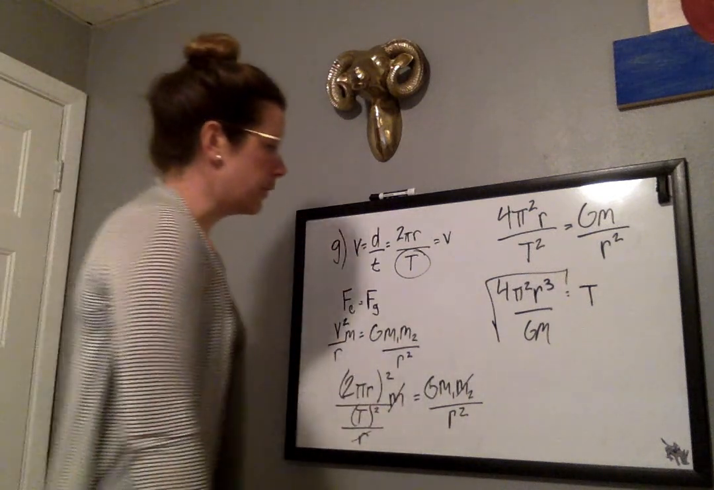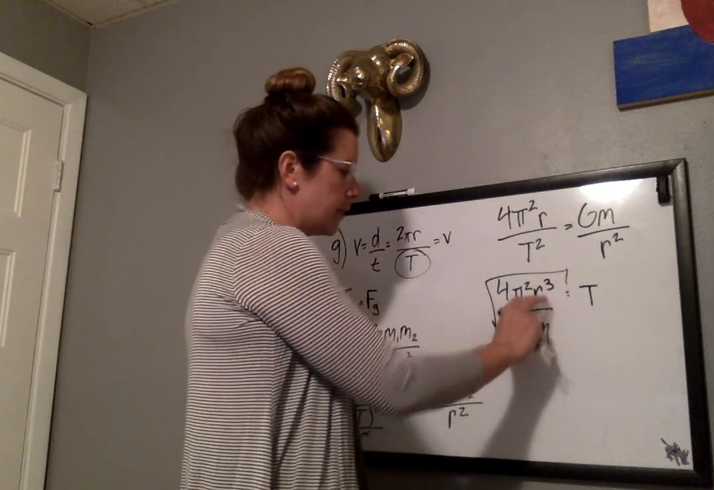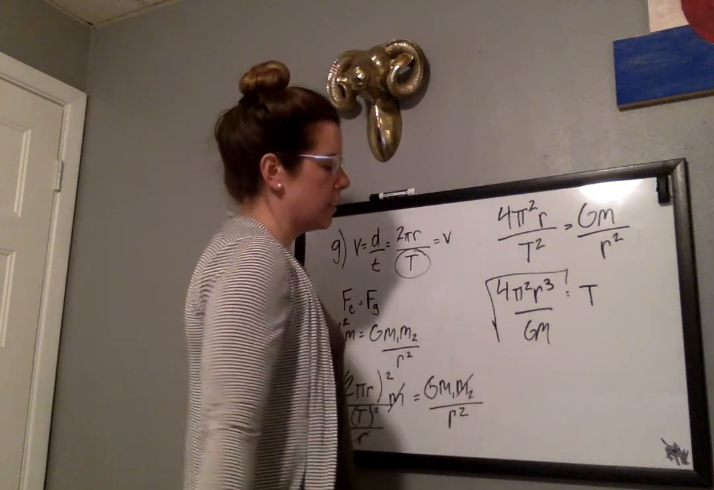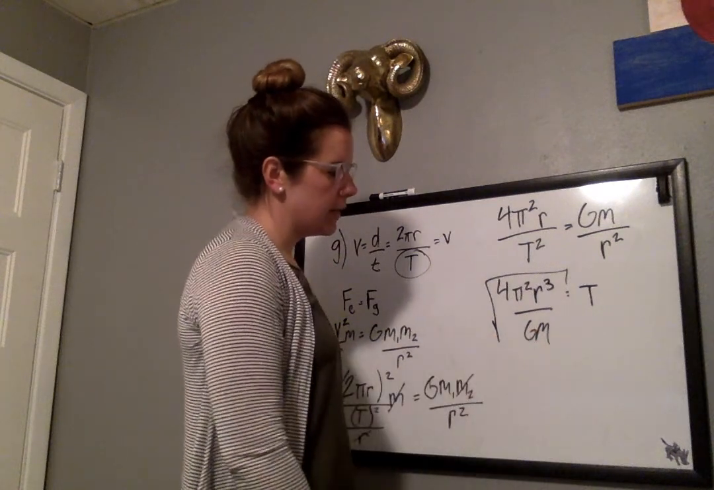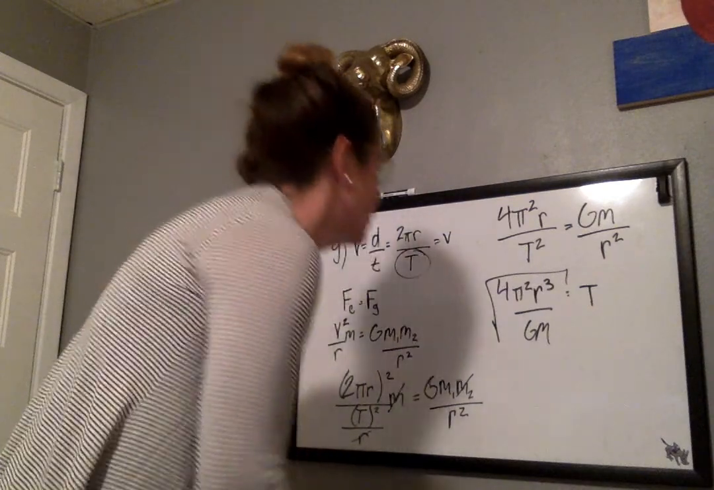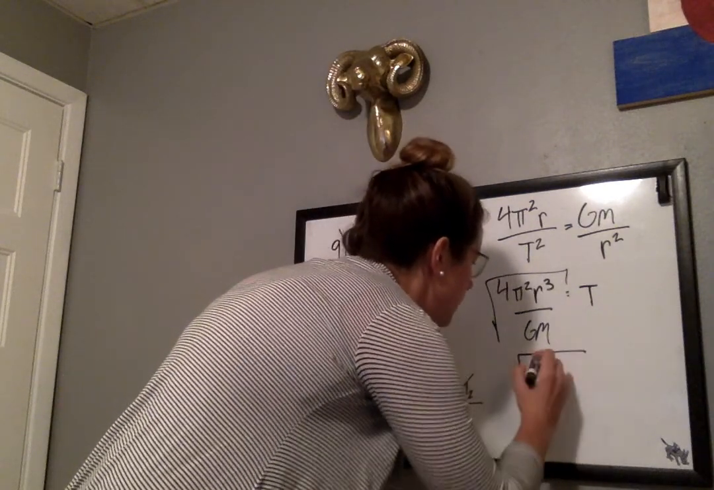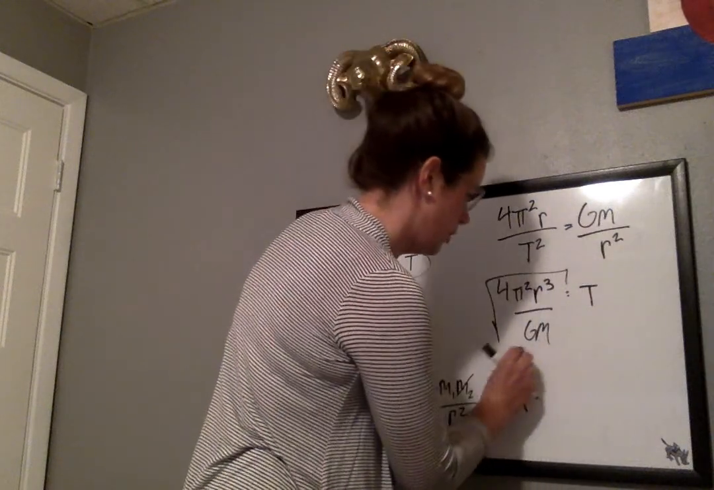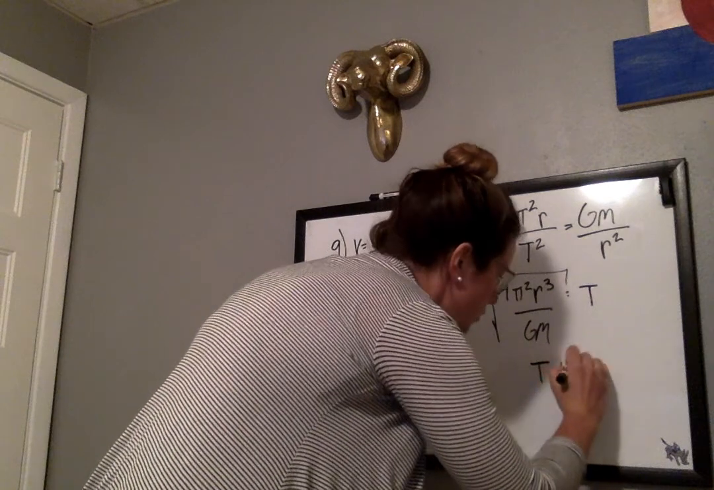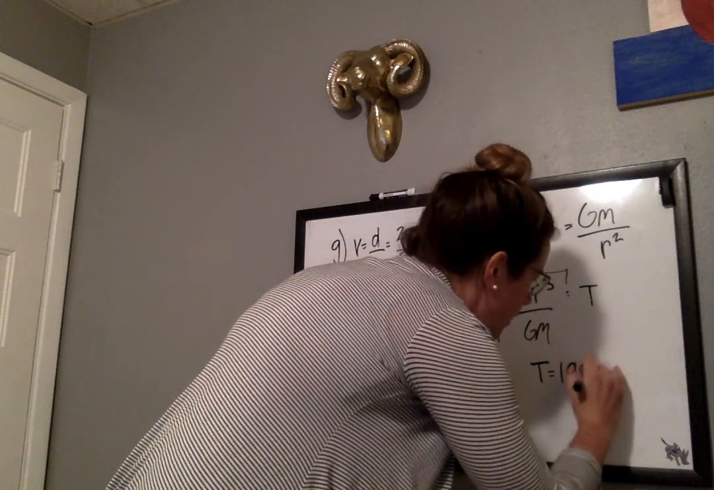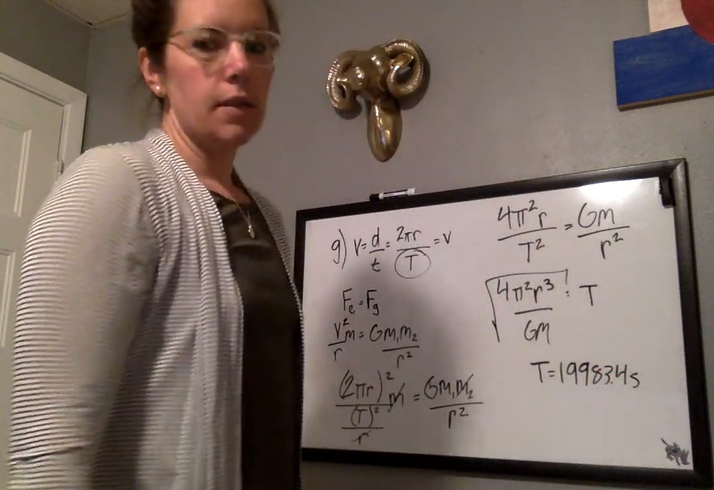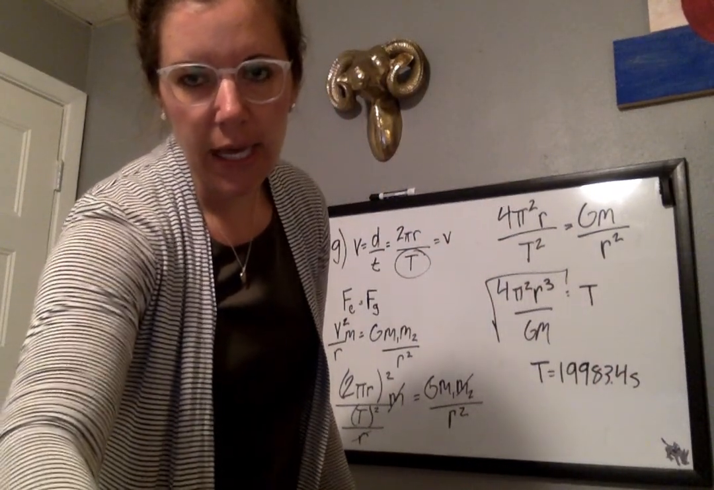Beautiful. Pi we have in our calculator, the radius, how far away it is from the center of that planet. We know G is our constant, 6.67, and then this is the mass of the ball. So putting those into your calculator, I'm just going to write up the answer, you get period is equal to 19983.4 seconds. The answer should be in hours though.